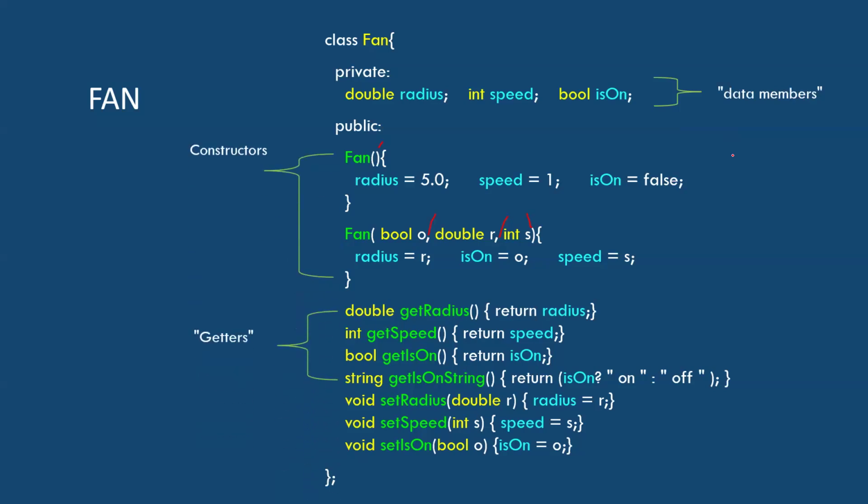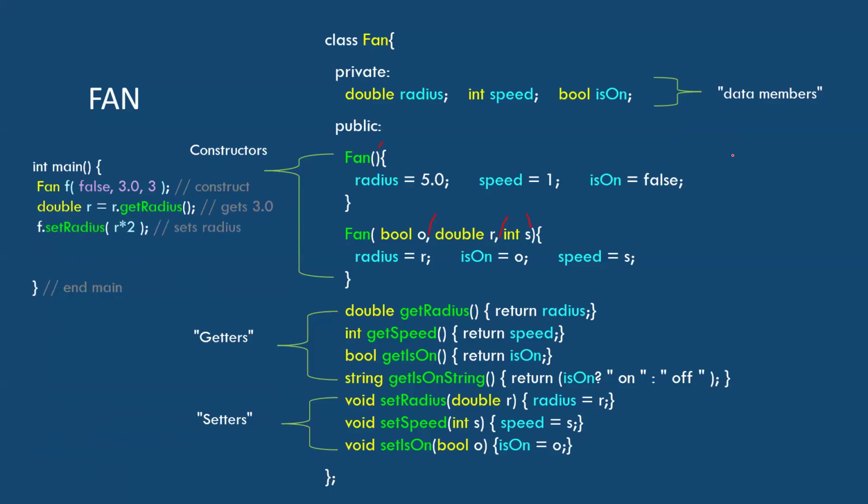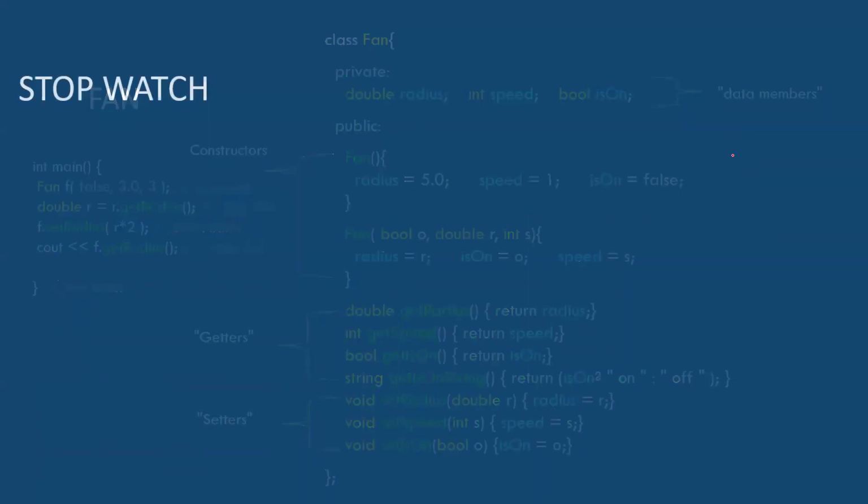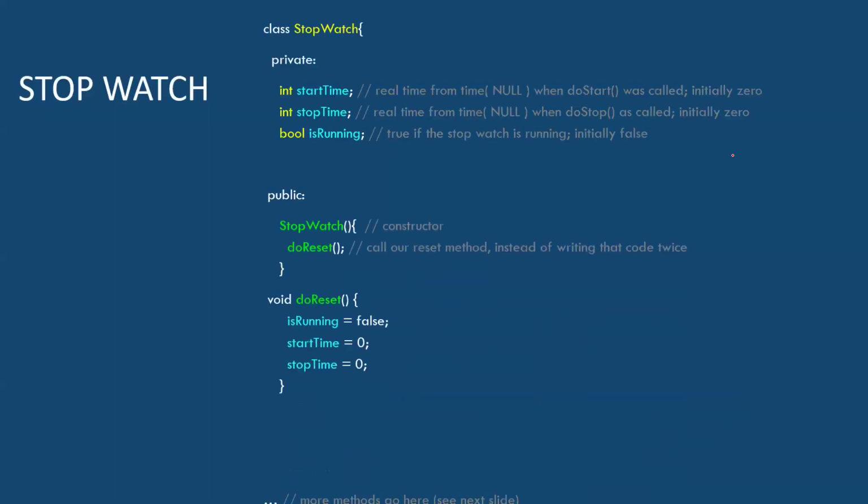Data members, constructors, getters, and setters, laid out a little differently here. Okay. And then there's us creating a fan, getting its radius, setting the radius, etc. Okay. Stopwatch, we won't dig into this too much because we're not trying to turn you guys into time junkies, but you can do some pretty sophisticated things. And this was a warm up for our car class.